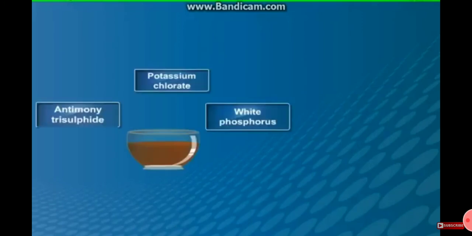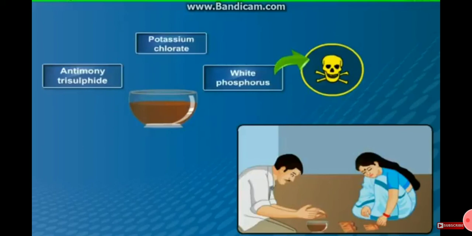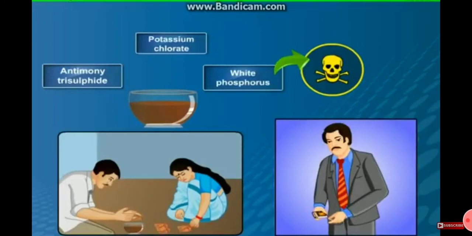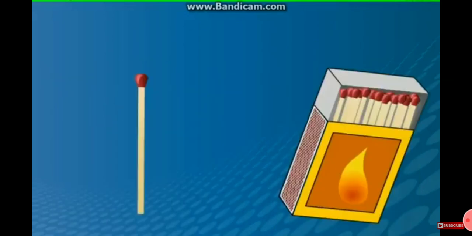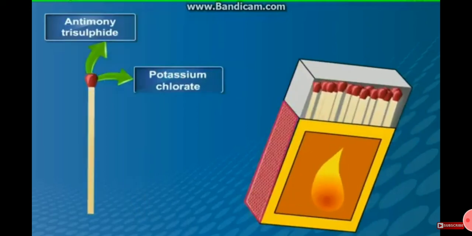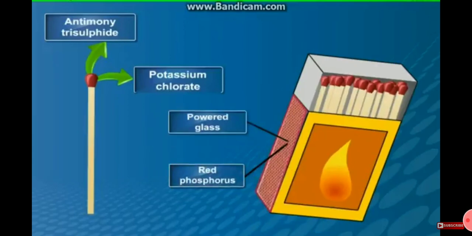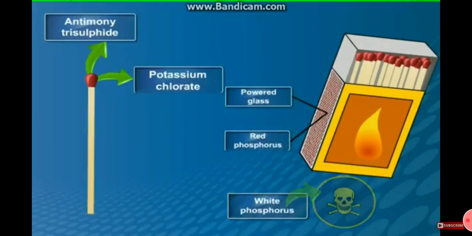But white phosphorus proved to be dangerous both for the workers involved in manufacturing of matches and for the users. Hence, nowadays, the head of the safety match contains only antimony trisulfide and potassium chloride, while the rubbing surface has powdered glass and a little red phosphorus, which is much less dangerous than white phosphorus.